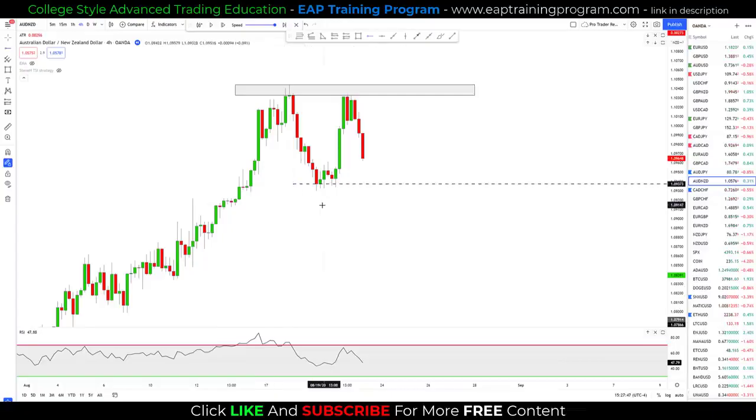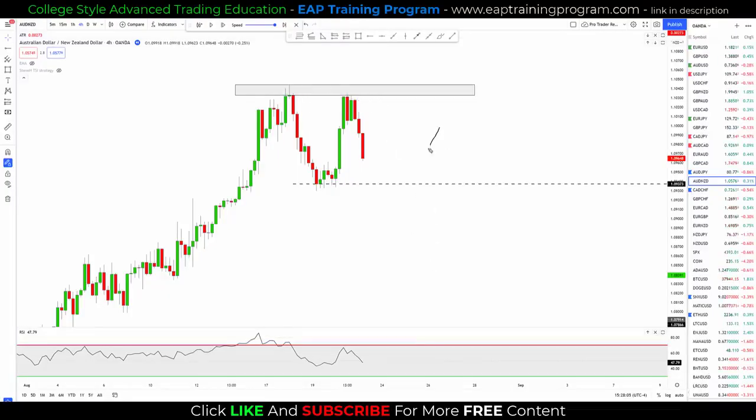We're using the body of the neckline for the break, and we're going to wait for a candle to close below the body of that neckline. So this is going to be our entry. Right now, we have a double top that happened while the market was overbought. All of that showing us possible reversal to the downside.